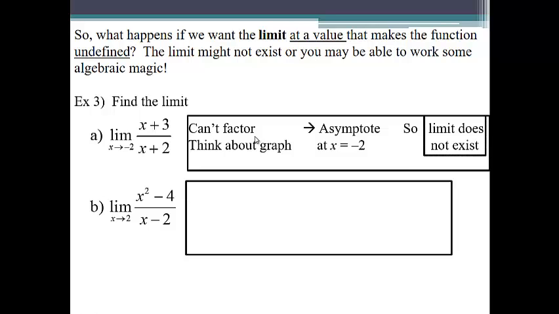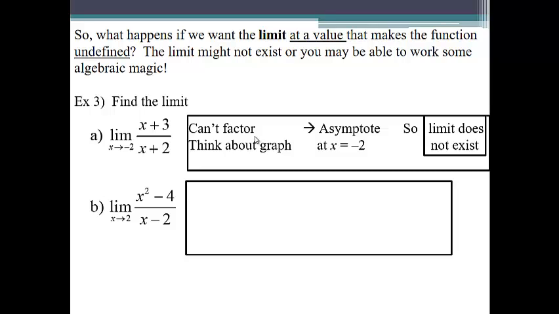There are two y values approaching -2. From the left side, it was -infinity. From the right side, it was +infinity. They don't match, so the limit does not exist. DNE. Okay, we couldn't do any algebra.